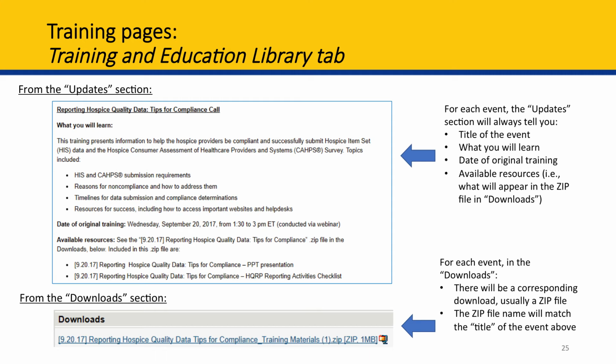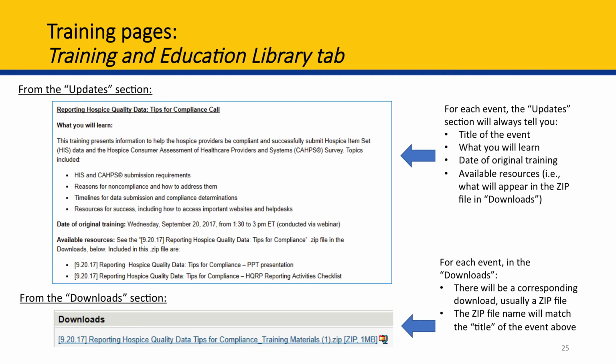The first screenshot is from the Updates section, where you will find descriptions of each event. The description of each event will include some key pieces of information, including the title of the event, what you will learn from that event, the date of the original training, and available resources. The available resources is essentially a list of downloads that are available for the event. For this particular event, there were two resources, a PowerPoint and a checklist.